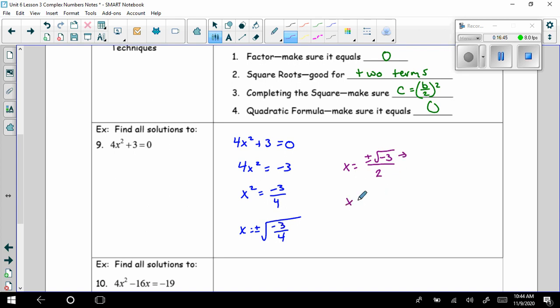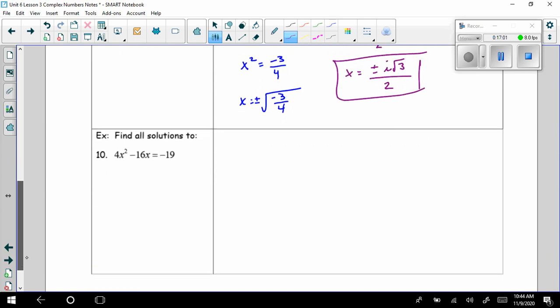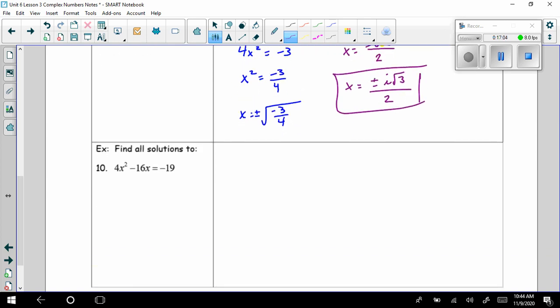So x equals plus or minus, and bring out your i. So anytime you have that negative underneath that radical, go ahead and bring out your i, and any numbers too that you can, and then leave that over 2. So we're going to write our answers this way from this point forward. And then do the same thing with this one. Use whichever method you want to solve it, but make sure you bring out the i.